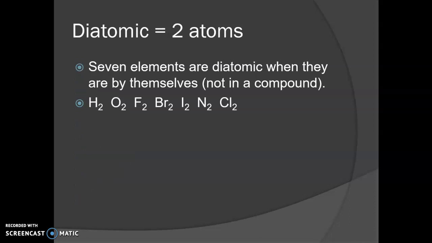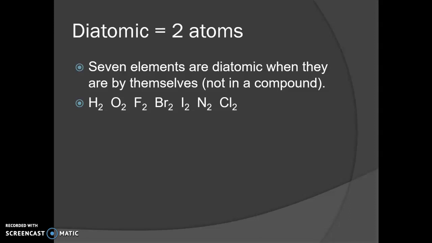Just a few more things. Diatomic means there are 2 atoms. So di is 2, atomic is atoms. And there are 7 elements that will always bond to themselves if there's nothing else to bond to. So if you have a sample of hydrogen, then each hydrogen is going to find another hydrogen to stick to because they can share their electrons and it makes them stable.